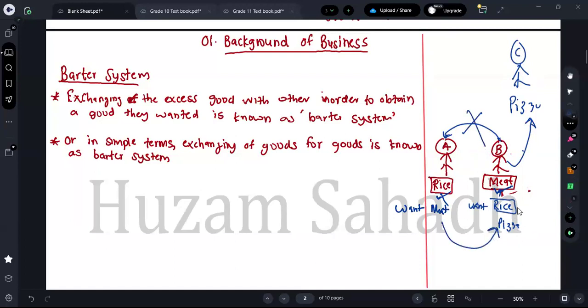So did you understand that the needs of the people do not meet each other? If the wants are different, the barter system cannot take place, guys. Let's assume, myself, you all are in the class. You all want to come for the class. So if you want to come for the class, you should pay me, right?